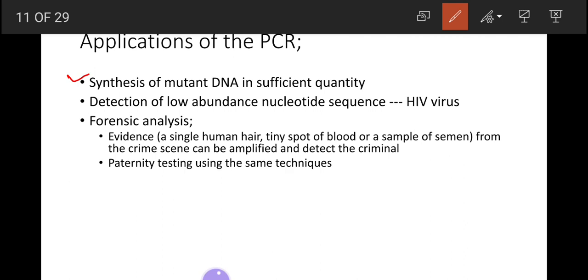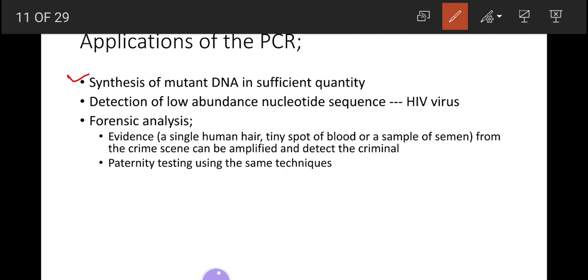So we get the mutant DNA from the fetus and we do the PCR so that we have the sufficient quantity in order to study, in order to analyze that DNA sample for the future analysis, for the further studies.